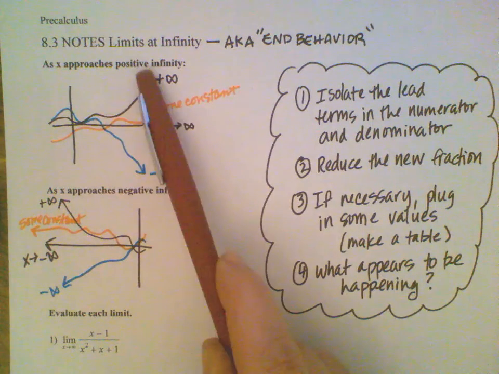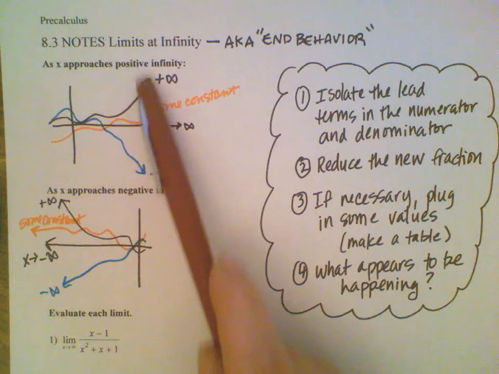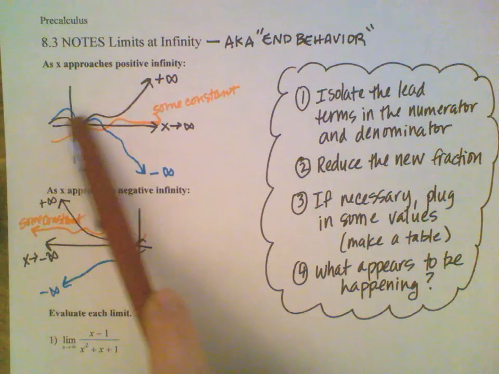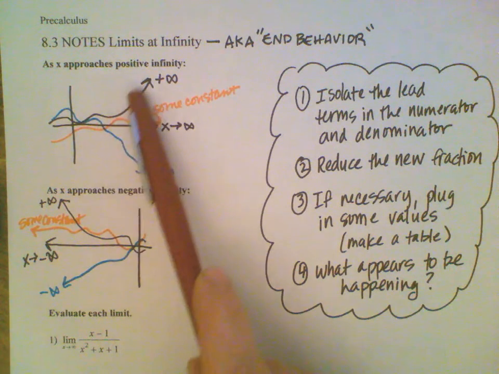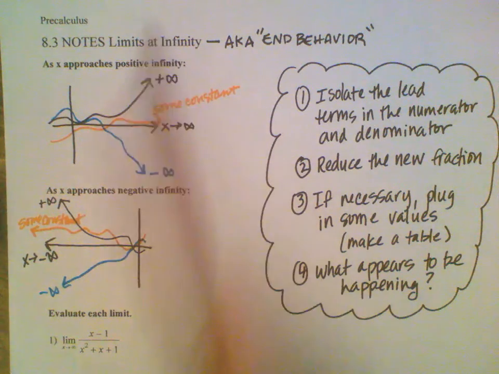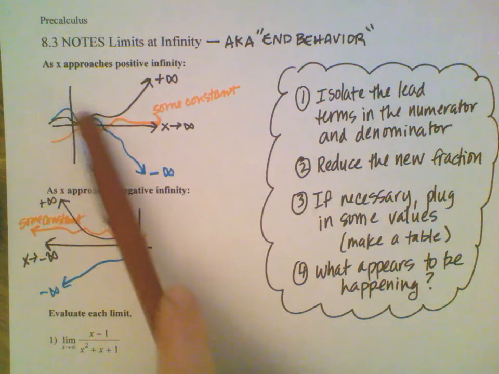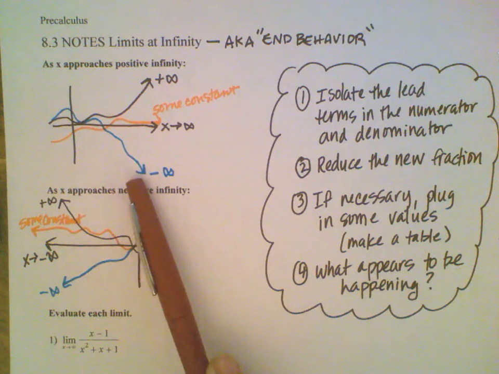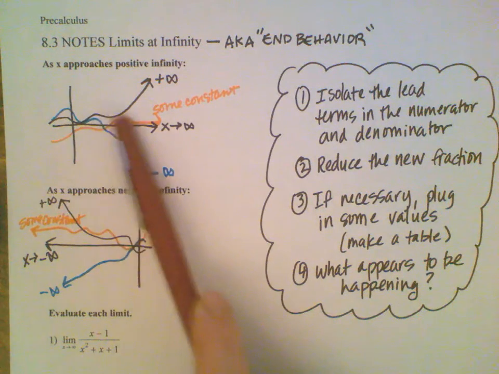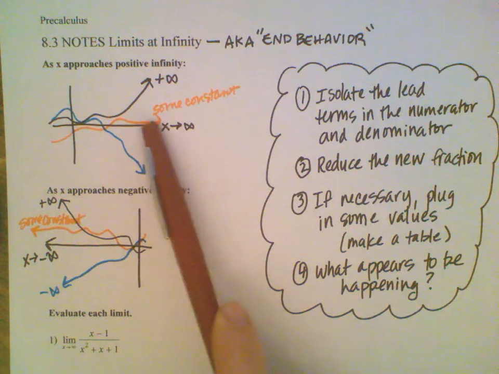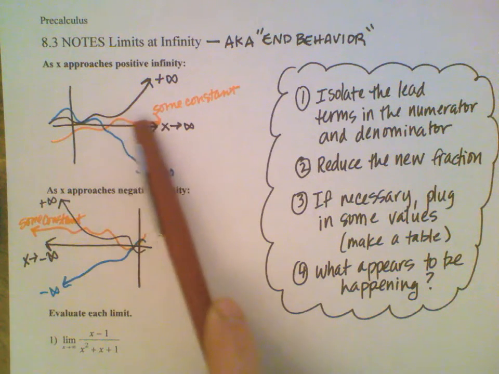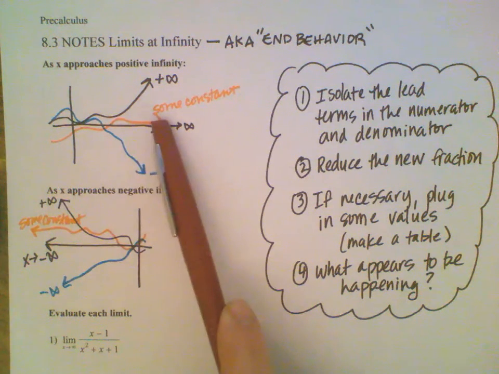It can rise to positive infinity, and so as I'm following the function to the right, what's happening? It's rising infinitely, or it could drop to negative infinity, or it maybe settles out towards some constant, some number. This one appears to be approaching maybe zero.